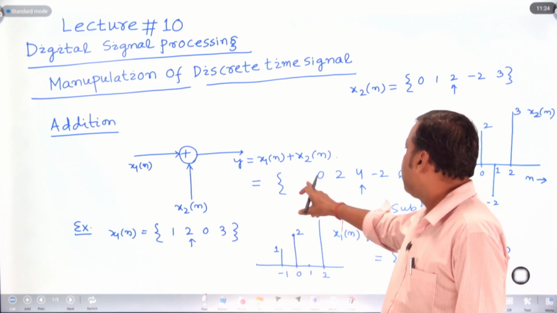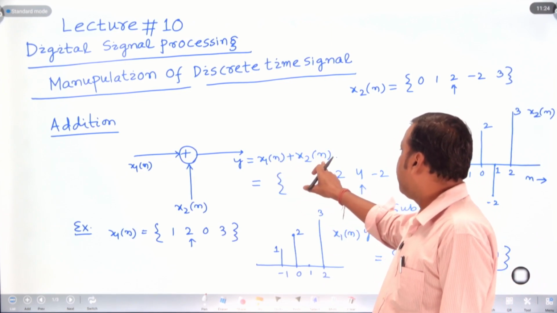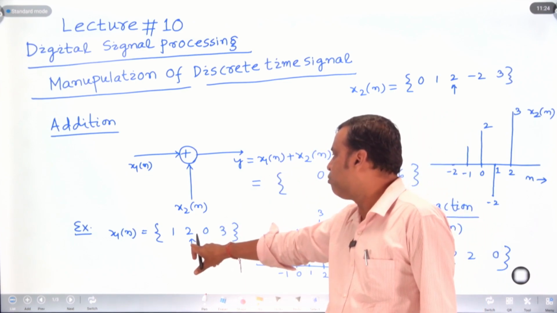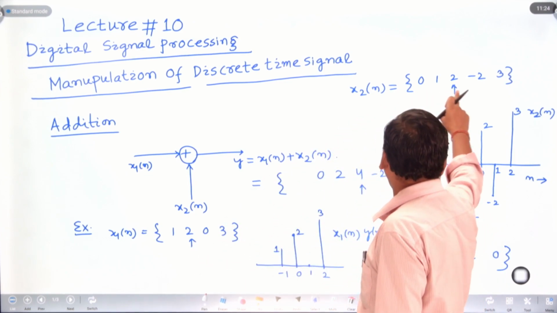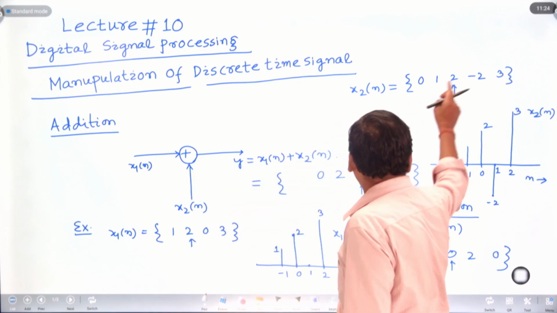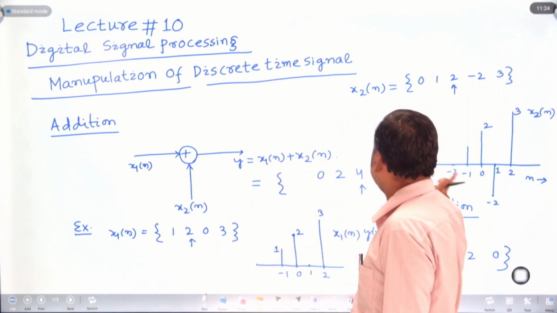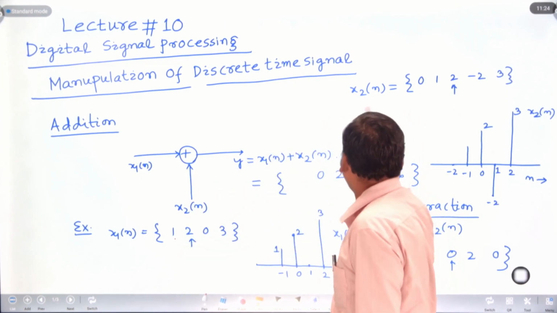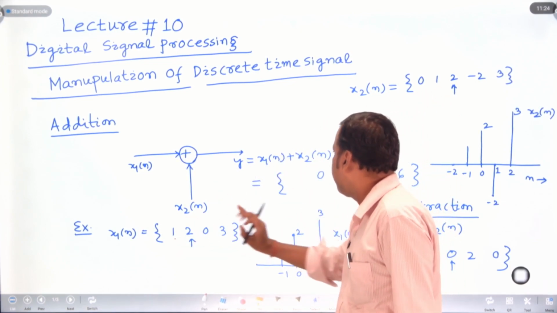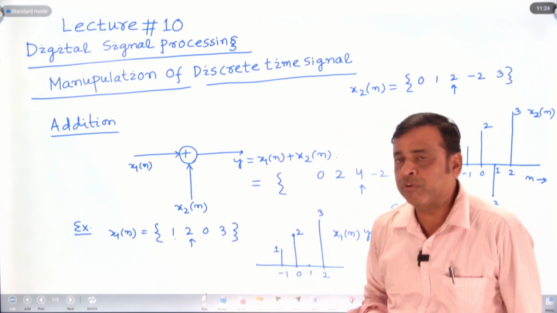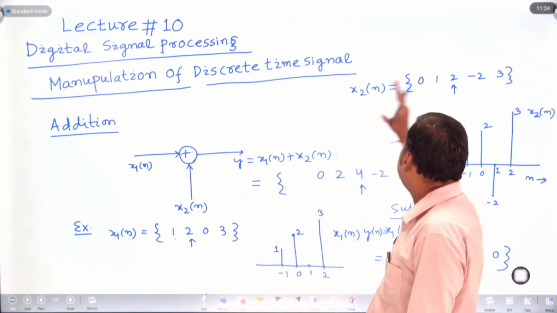Then you will obtain x1 of n plus x2 of n. How will you get x1 of n plus x2 of n? For every successive value of n equal to 0, 1, 2, 3, you will add this with this, this with this, and this with this, and you will get this one. Similarly, at n equal to -1, if you add in this way, you will get x1 of n plus x2 of n, like this.